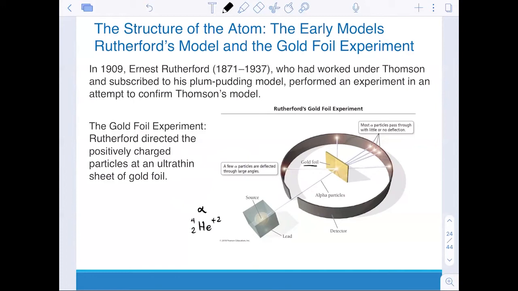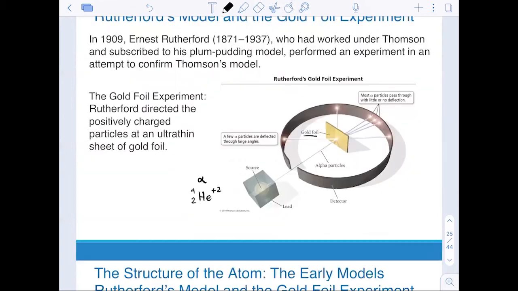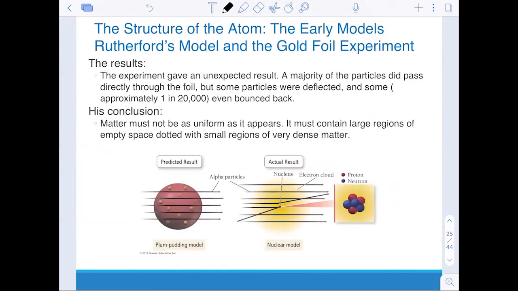So he got his alpha particles, most likely from Marie Curie and other scientists in the day that were dealing with radioactivity, particle emissions from unstable atoms. And he did this experiment, and what he noted was that most of the particles passed directly through. He was not expecting that. He was expecting a lot of things to bounce off.